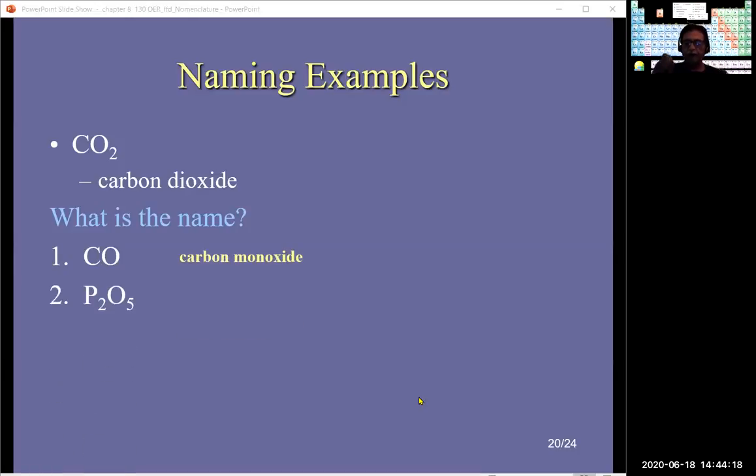Here we have the parent name. First, look at the parent name. We got phosphorus and oxygen. Phosphorus is the central atom, okay? And then oxygens are bonded around it.